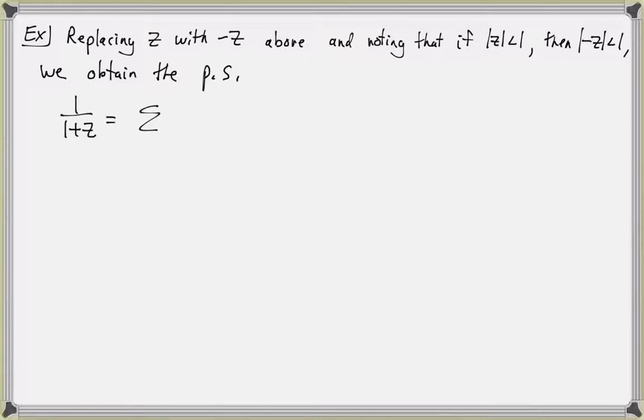So this will equal the series n equals 0 to infinity. Now I have negative z in parentheses to the power n, so this will be the same as negative 1 to the n times z to the n. Instead of just adding the powers of z, now we have the alternating sum, so 1 minus z plus z squared minus z cubed plus z to the fourth, and so on. And again, this is valid for z in absolute value less than 1.